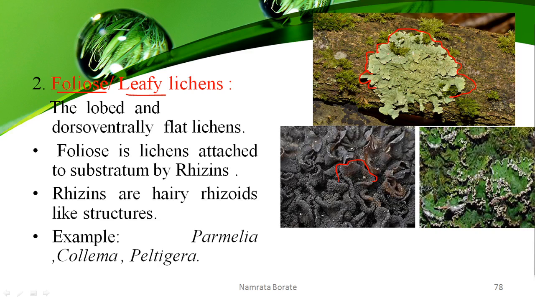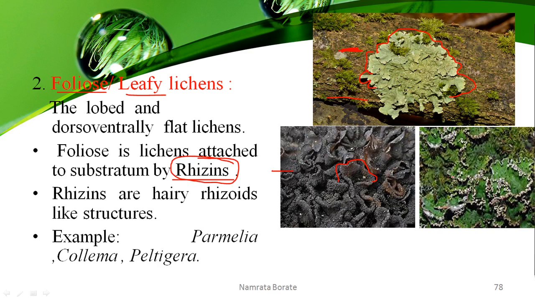This foliose lichen is attached to the substratum. So this one is the substratum. It is attached to the substratum by means of rhizines. As we know, the lichen plant body is a thalloid plant body, meaning there is an absence of distinct root, stem and leaves. But instead of roots, what is present for attachment? There is the presence of rhizines. These rhizines are rhizoid-like structures present in the lichen.